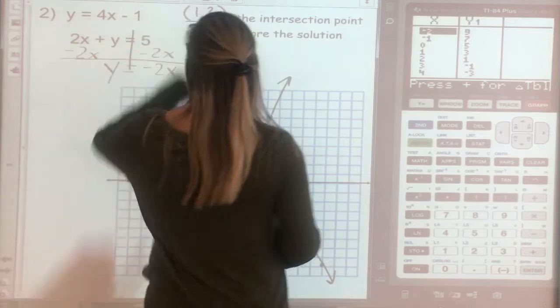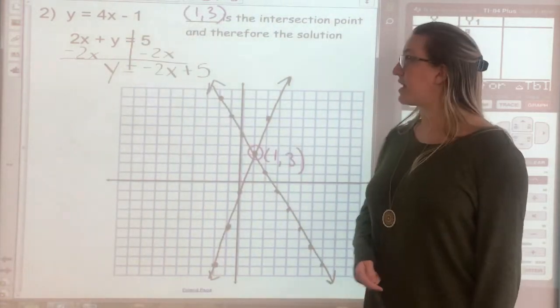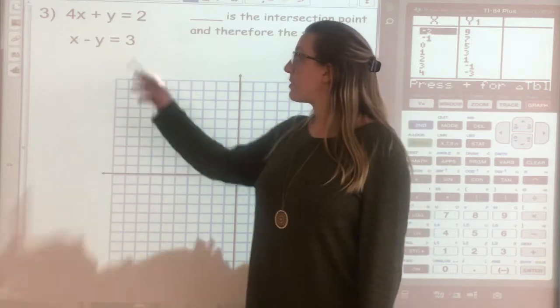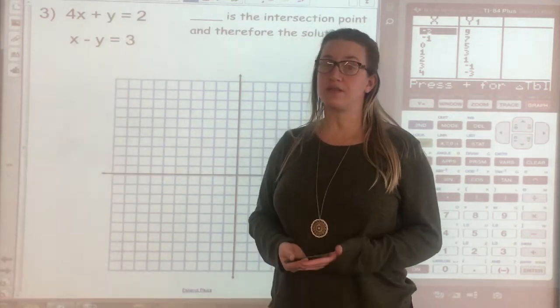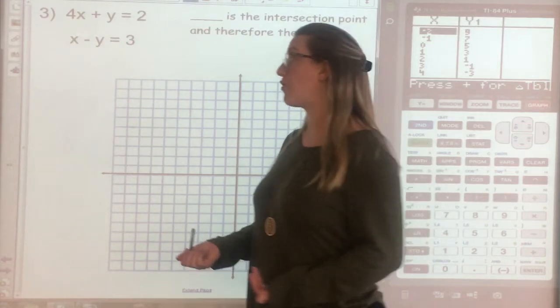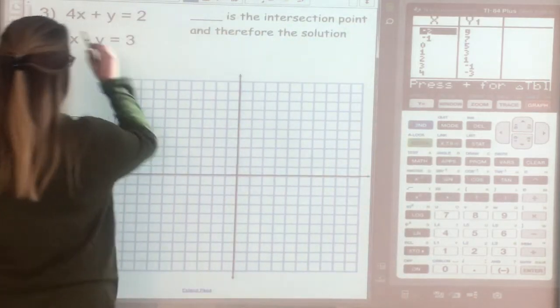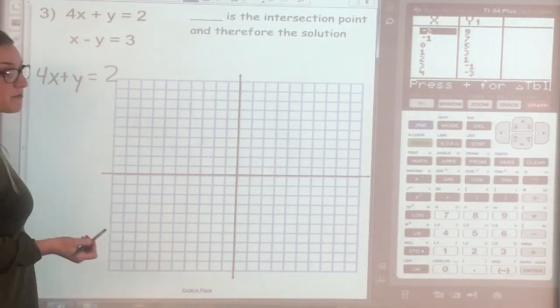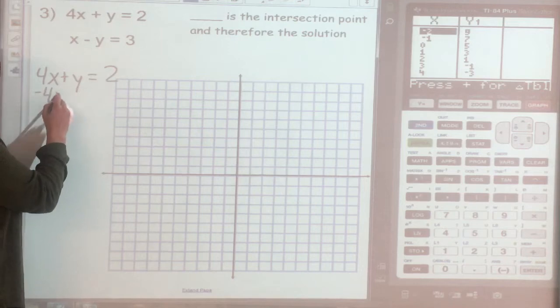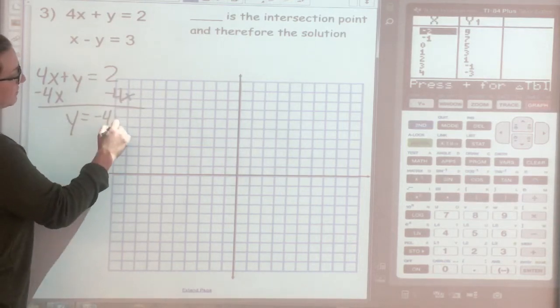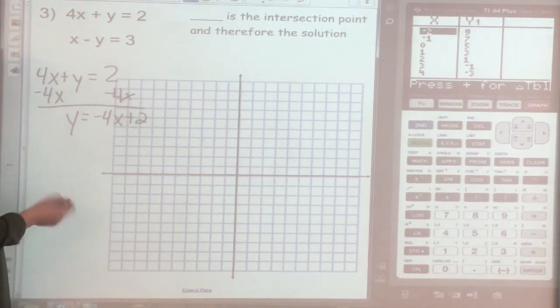So let's take a look at the third example. Okay, so here's example number 3. Notice that both of them are not solved for y. So I'm going to have to solve both equations for y before I can go ahead and graph. So I'm just going to take this 4x plus y off to the side here and solve it for y. So we're going to subtract 4x from both sides. You'll be left with y equals -4x plus 2. Done. That's what we're going to be graphing later.